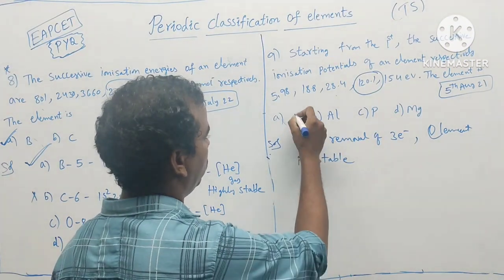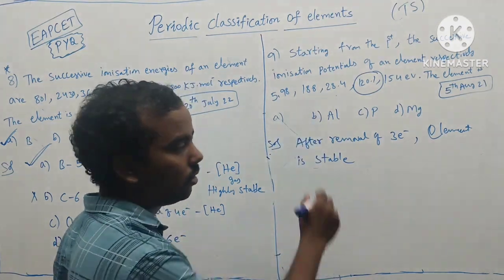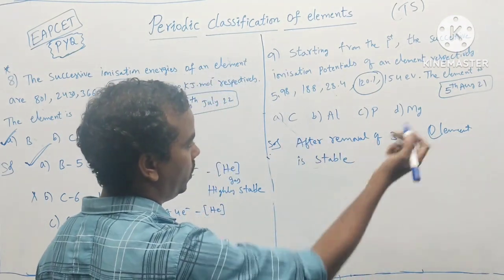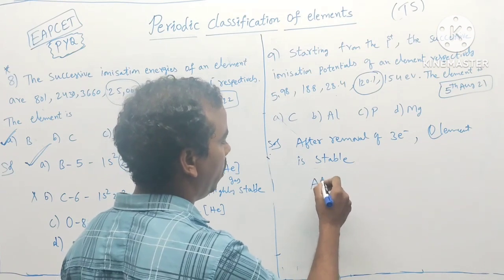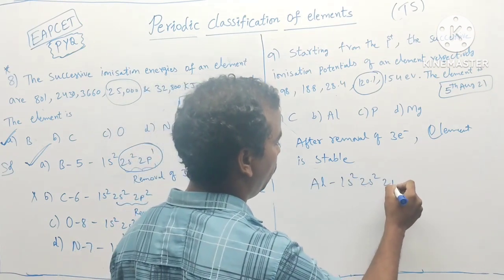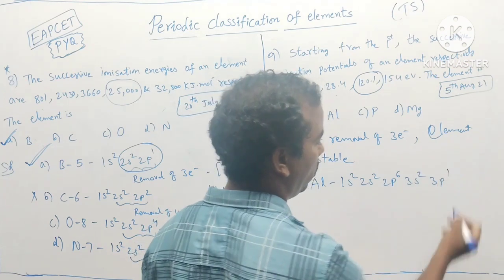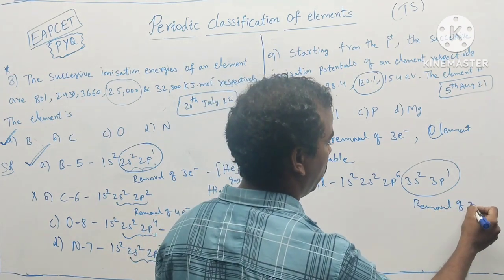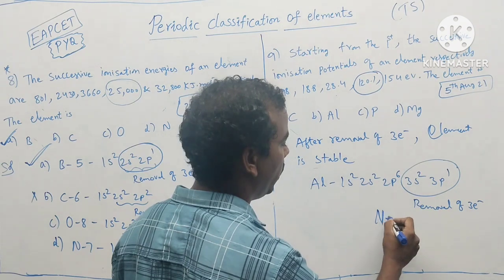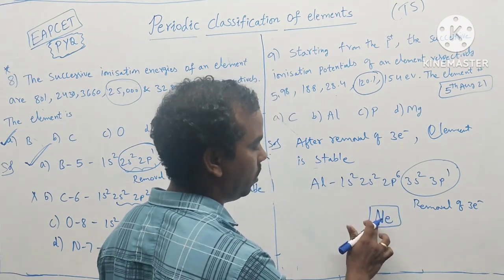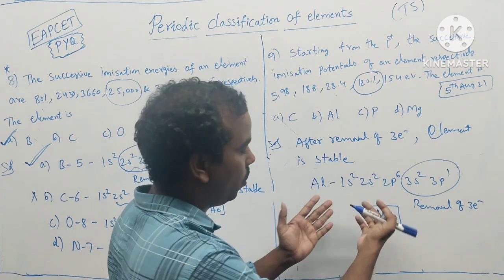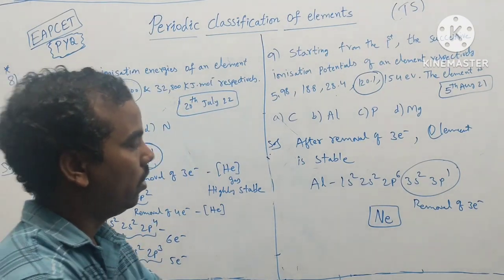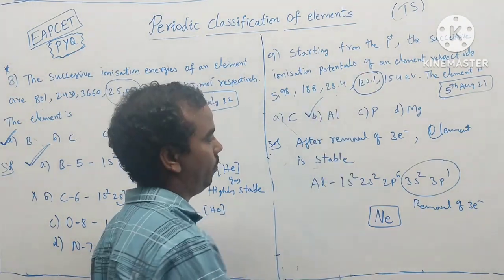So which element? Here the first option is carbon. After removal of 3 electrons, the element is stable. Which one is correct? Carbon is not. If you take aluminum, 1s2, 2s2, 2p6, 3s2, 3p1, after removal of 3 electrons, it is converted to neon gas configuration, a highly stable gas configuration. To remove an electron from it, very high energy is required. So that is 120. So the answer is aluminum, not this one.